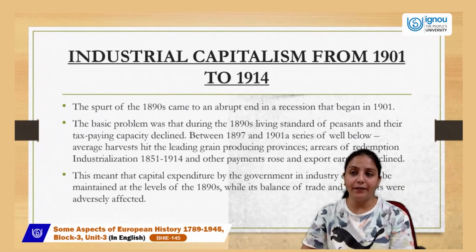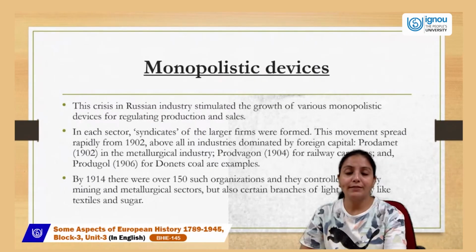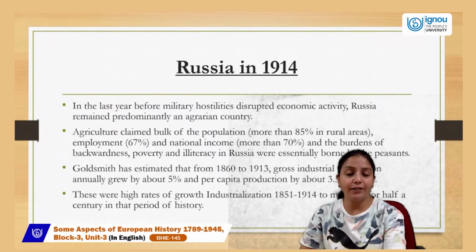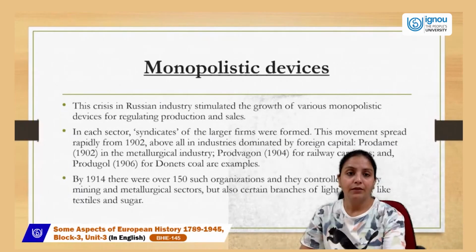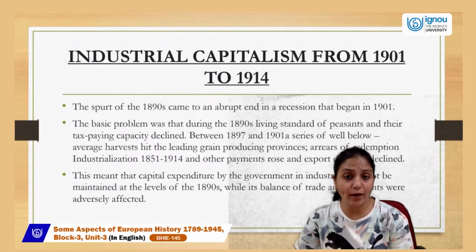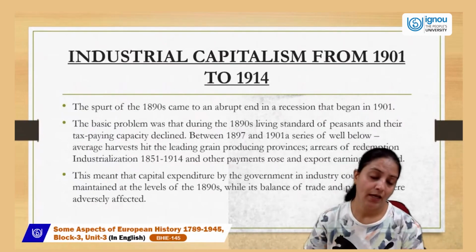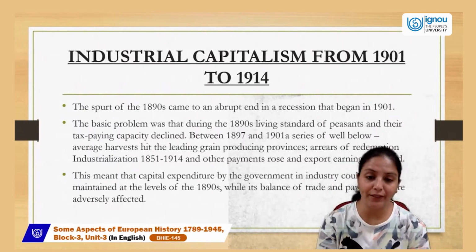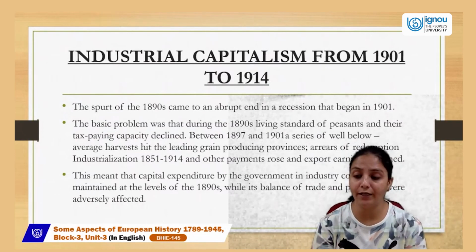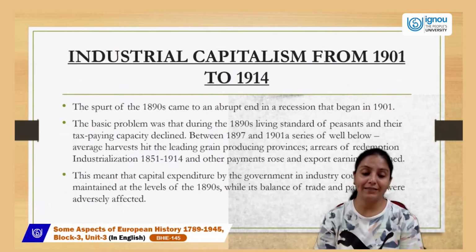Industrial capitalism from 1901 to 1914. Monopolistic devices. Growth years of 1908 to 1913. Russia in 1914. Industrial capitalization. The spurt of the 1890s came to an abrupt end in a recession that began in 1901. This meant that capital expenditure by government in industry could not be maintained at the level of the 1890s, while its balance of trade and payments were adversely affected.